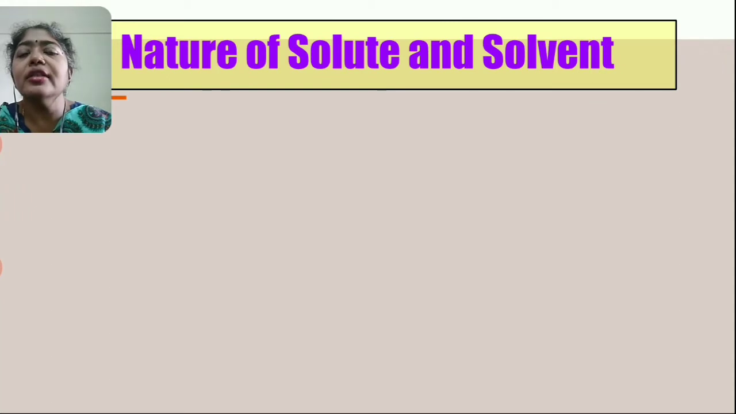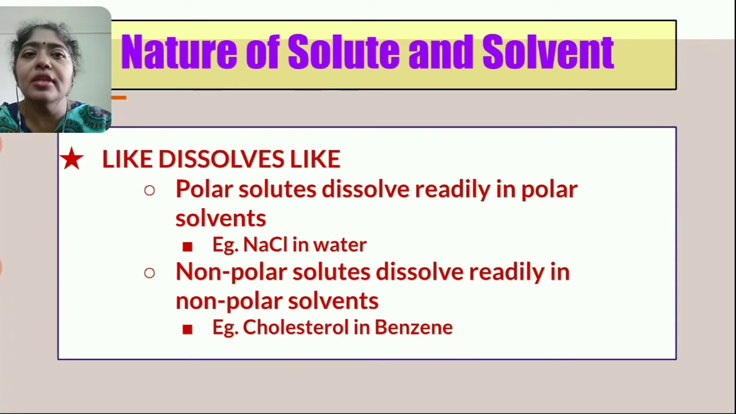Let us understand the nature of solute and solvent. How does this affect the solubility? It is observed that substances possessing generally similar chemical properties readily mix with each other. This brings us the saying that like dissolves like. That means polar solutes dissolve readily in polar solvents, while non-polar solutes dissolve readily in non-polar solvents.